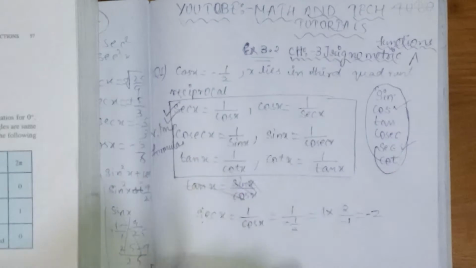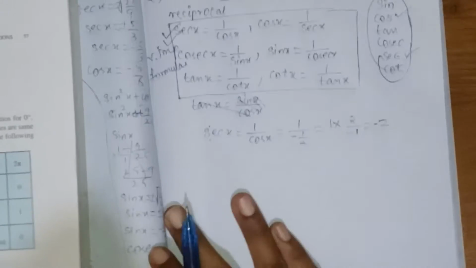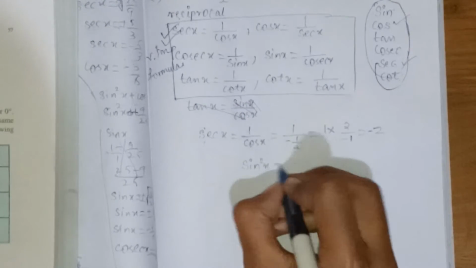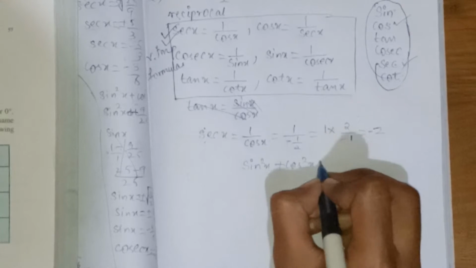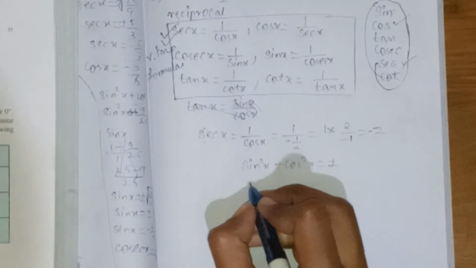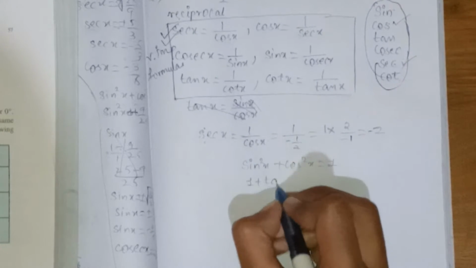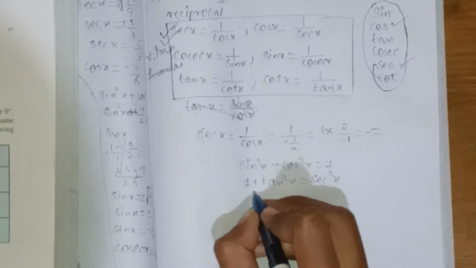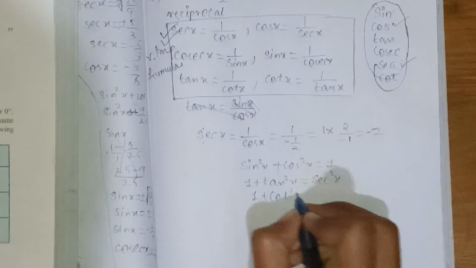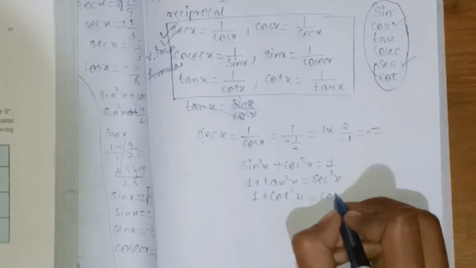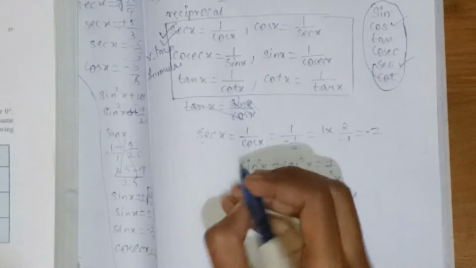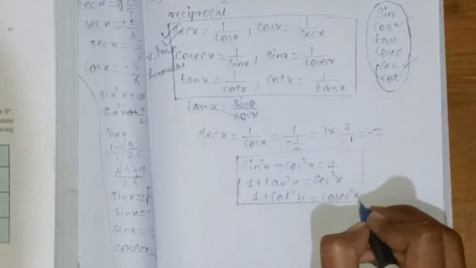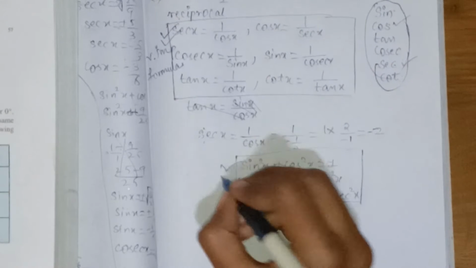The formulas are: sine square x plus cos square x is equal to 1. 1 plus tan square x is equal to secant square x. 1 plus cot square x is equal to cosecant square x. As I said, this is also a most important formula which we need to learn.